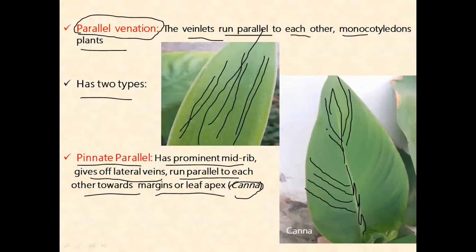So in both cases, they either run towards the margin or the tip of the leaf, but they are parallel to each other.